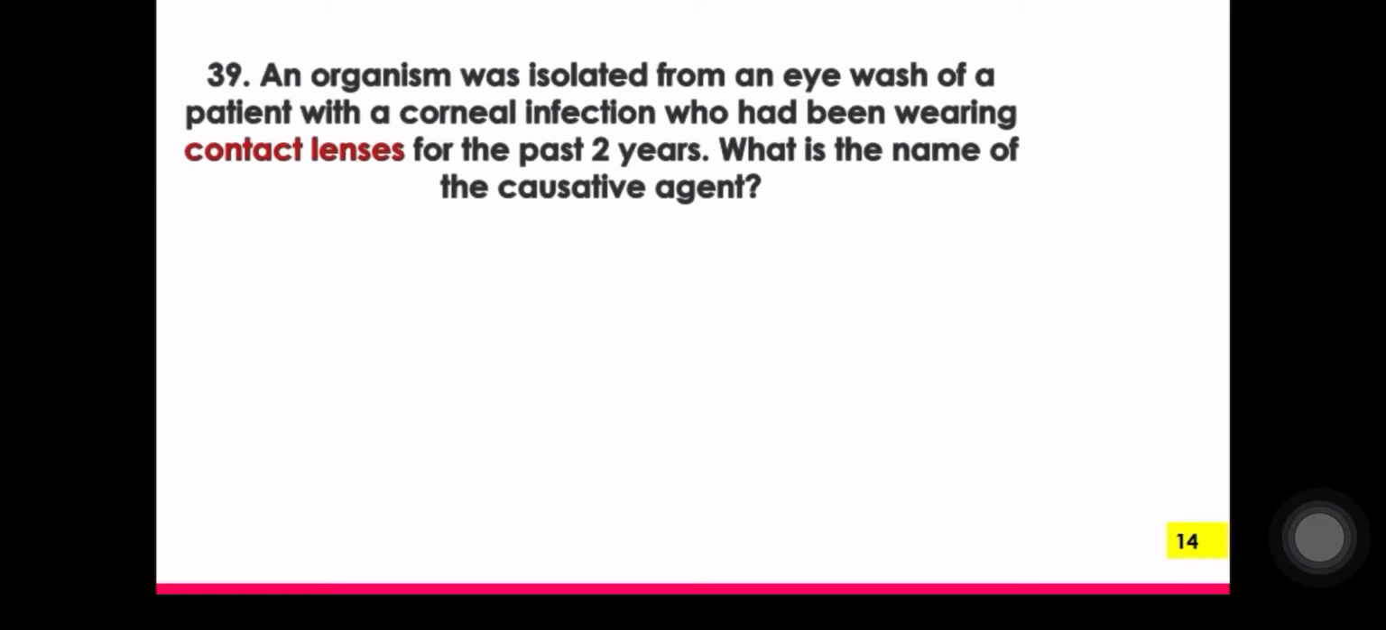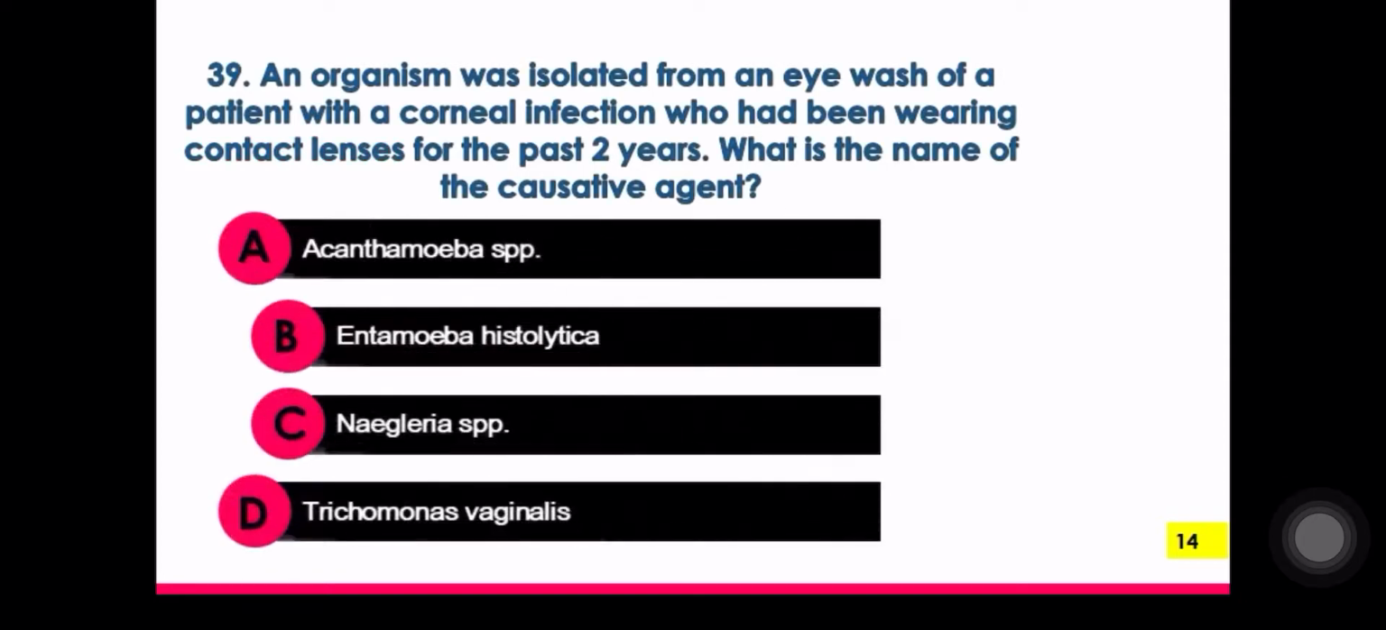Next, for number 39, an organism was isolated from an eye wash of a patient with a corneal infection who had been wearing contact lenses for the past 2 years. What is the name of the causative agent? Highlight the contact lenses. Is it letter A, Acanthamoeba species, B, Entamoeba histolytica, C, Naegleria species, or D, Trichomonas vaginalis? The correct answer is letter A, Acanthamoeba species.